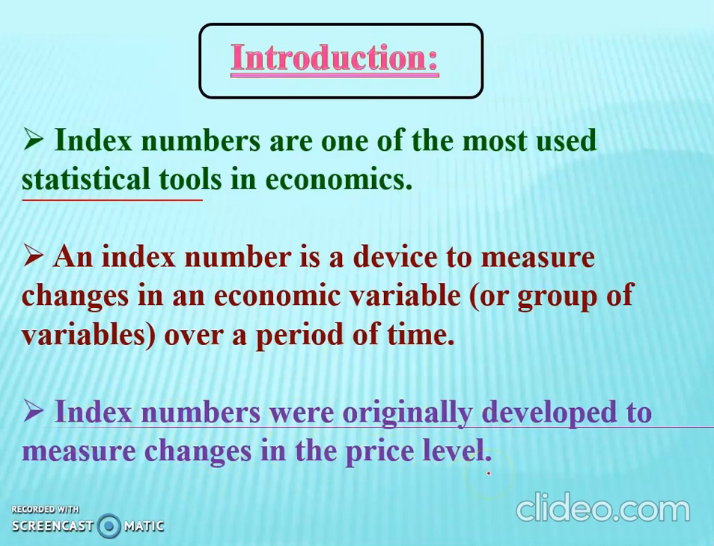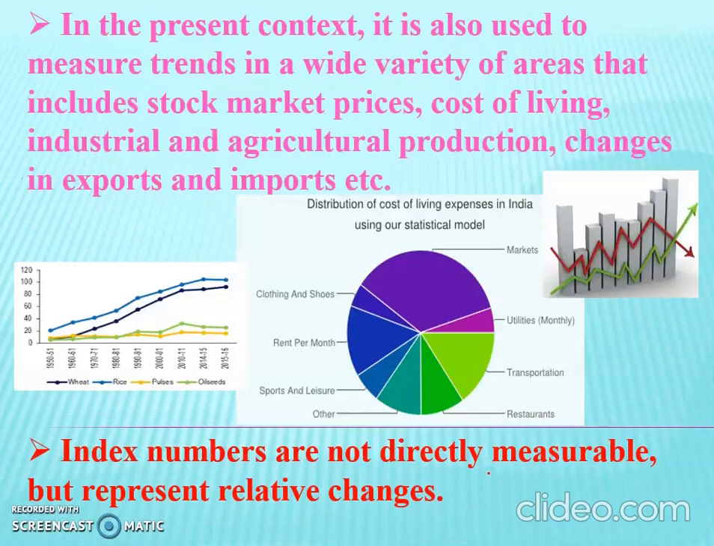As we know, index number is basically developed to calculate the changes in price level only. But nowadays it is used in different areas like stock market, cost of living, industrial and agricultural production, changes in export and import, etc. Index numbers are not directly measurable but represent relative changes.